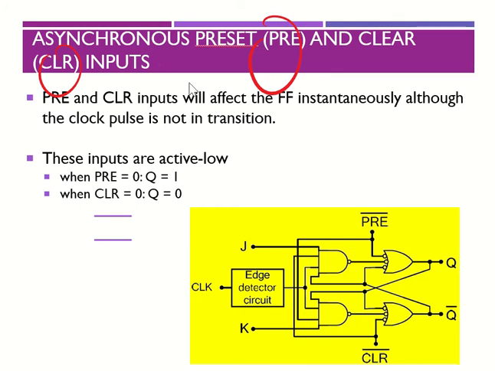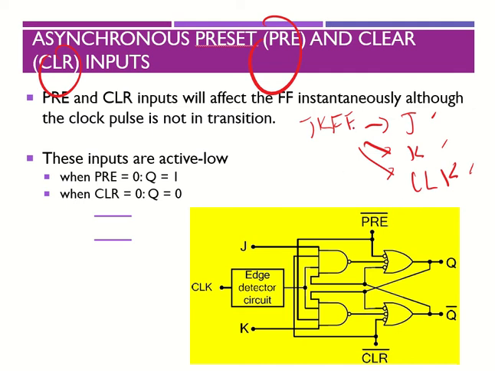Previously we already mentioned that a JK flip-flop has three inputs: J, K, and the clock. Now we're going to add another two inputs, which are the pre and the clear.